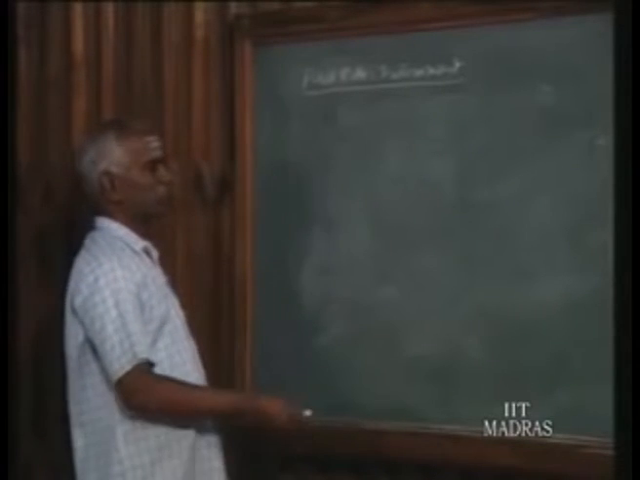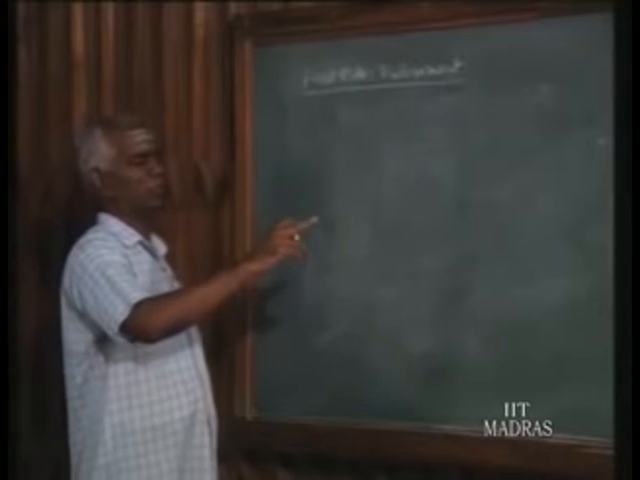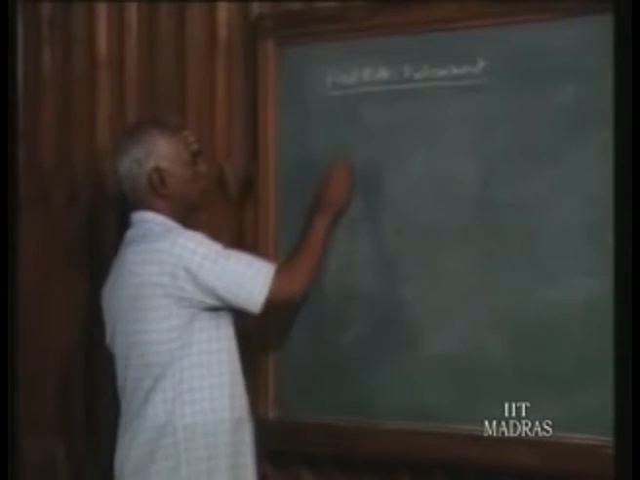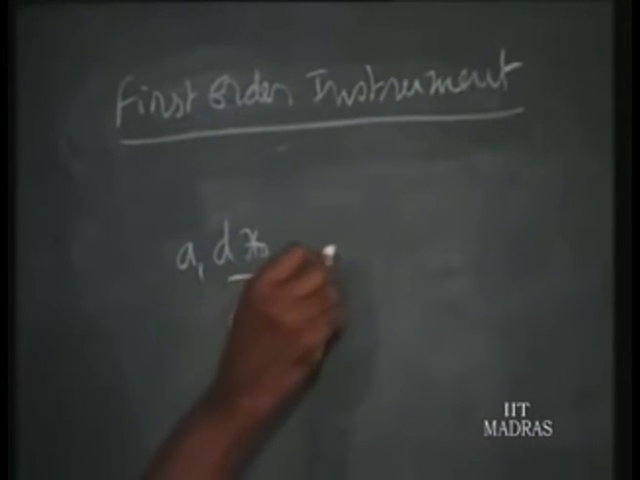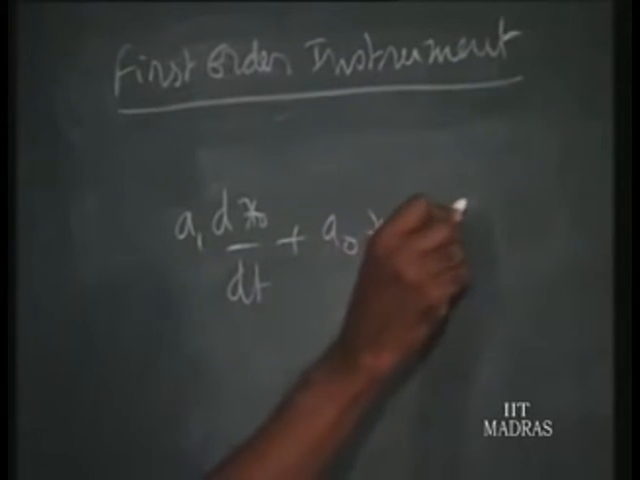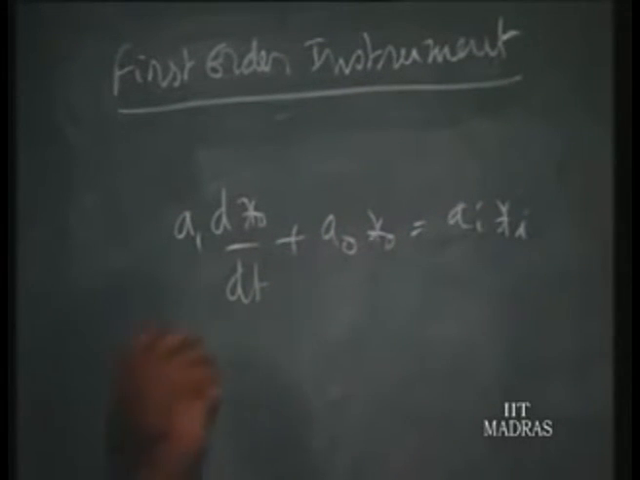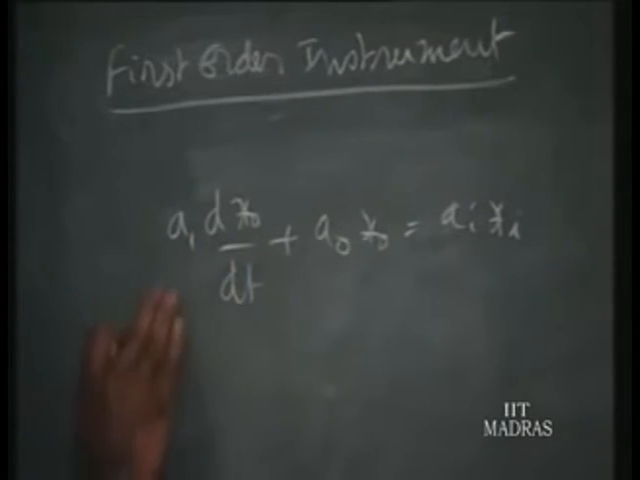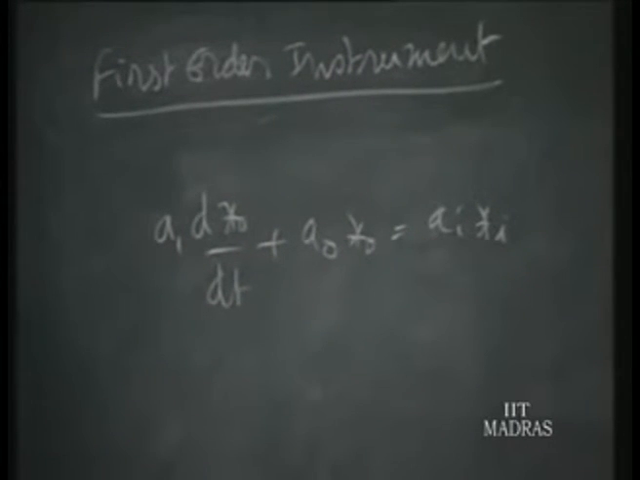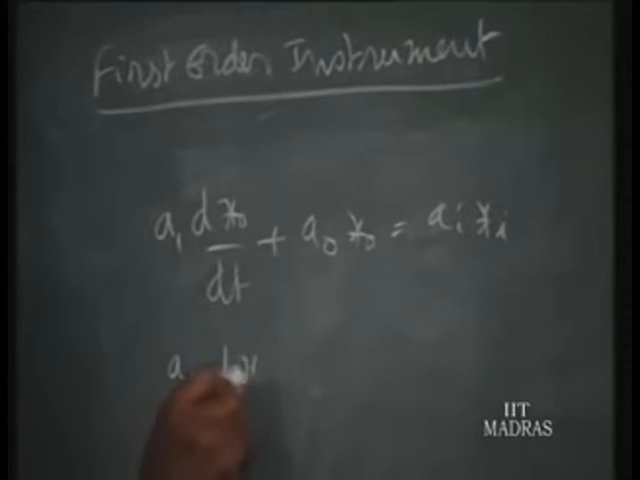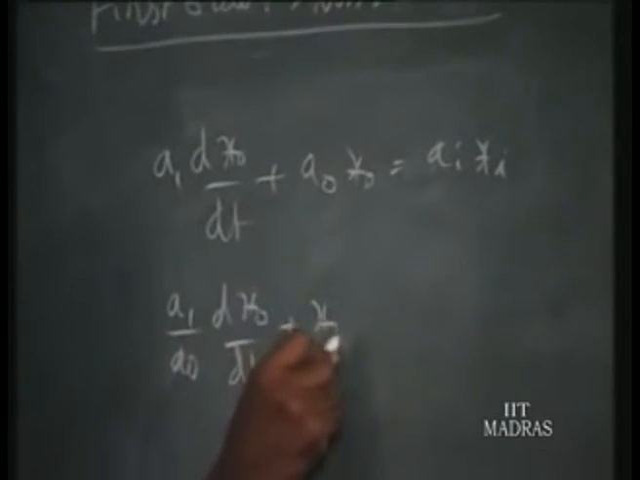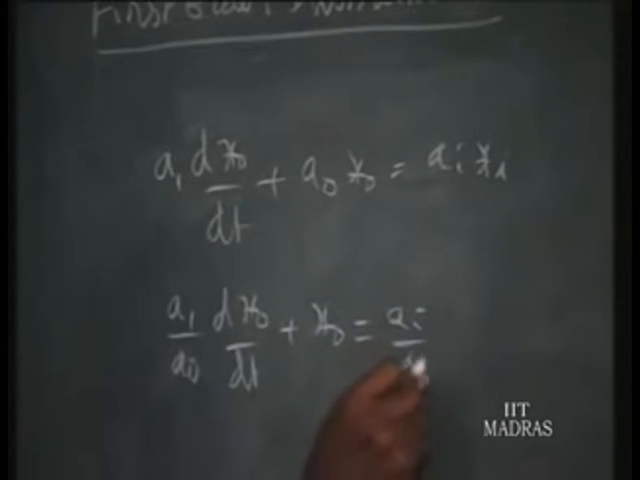Now, we see the first order instruments. In zero order there are two terms, A0 xo = AI xi. We have to add one more term, that is A1 dxo/dt, plus the same term: A1 dxo/dt + A0 xo = AI xi. This is our equation for the first order. In first order, d/dt appears, that is one extra term. Previously we had only two terms for zero order. Now, rewriting this to have the coefficient of xo as 1, divide throughout by A0: (A1/A0) dxo/dt + xo = (AI/A0) xi.